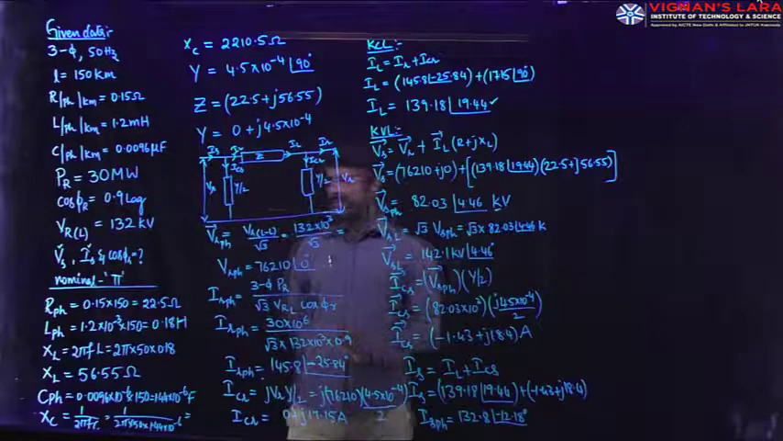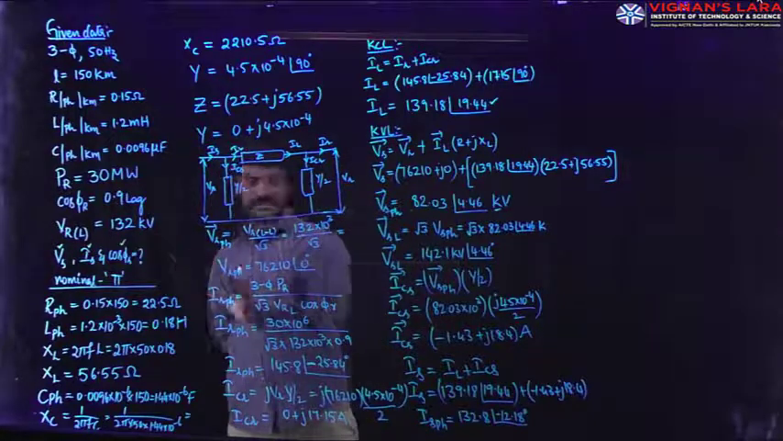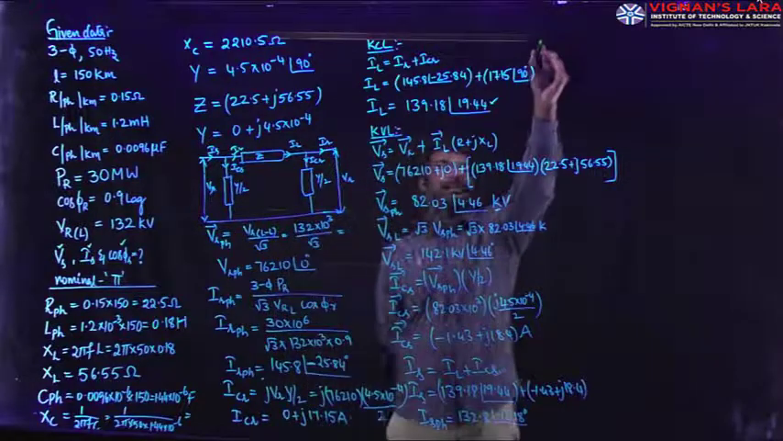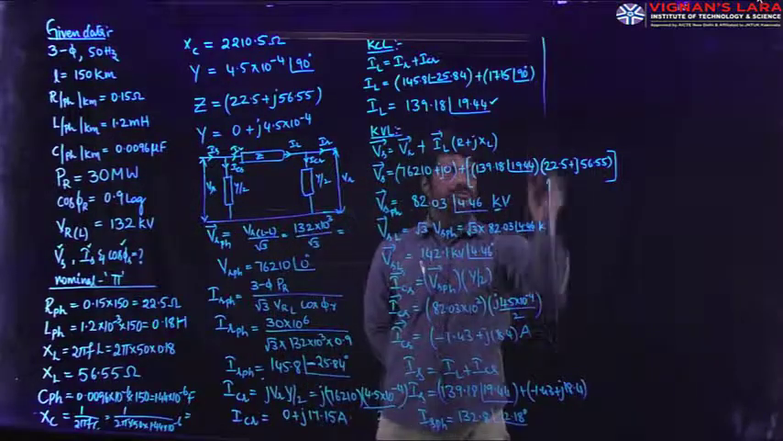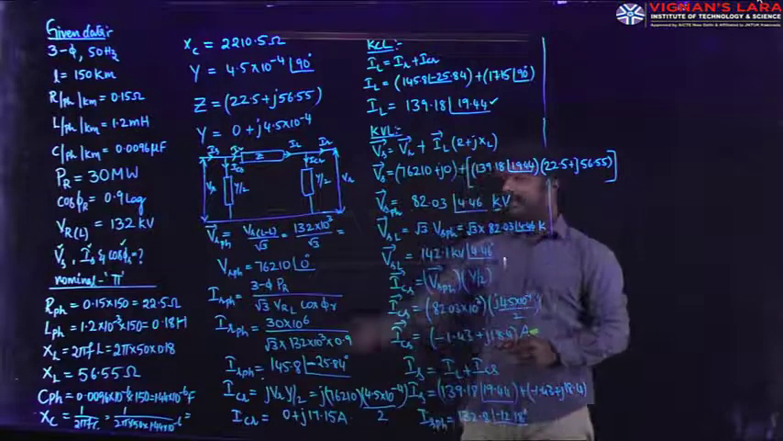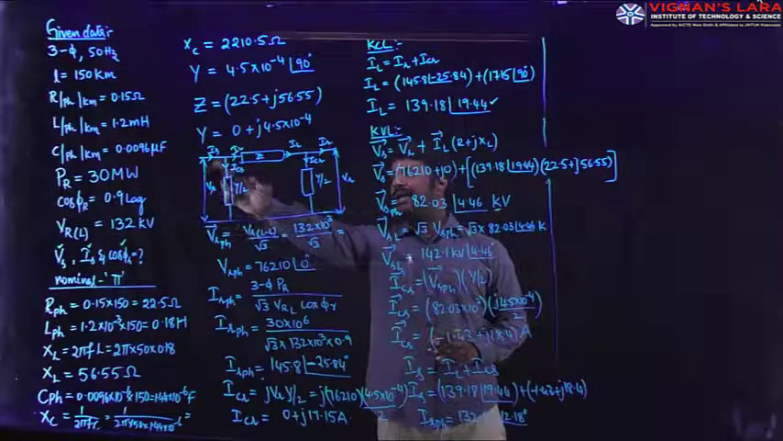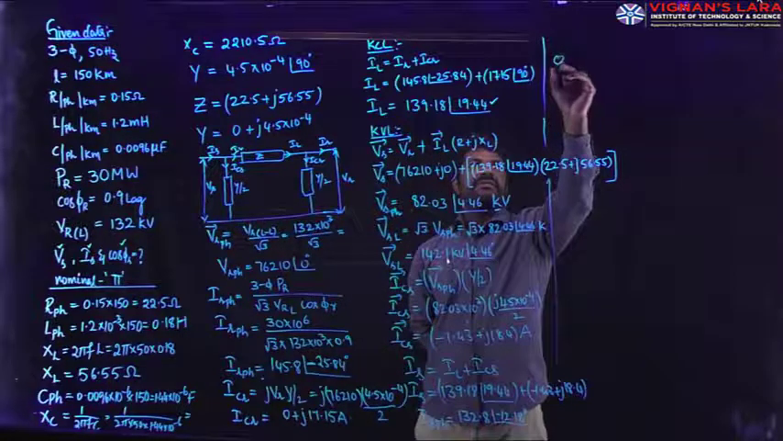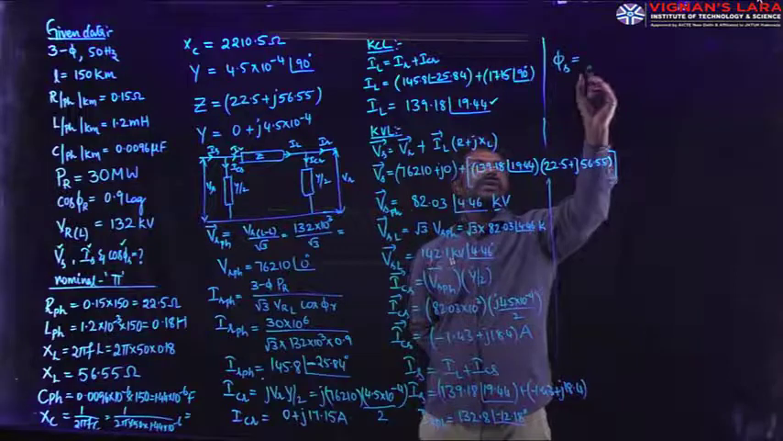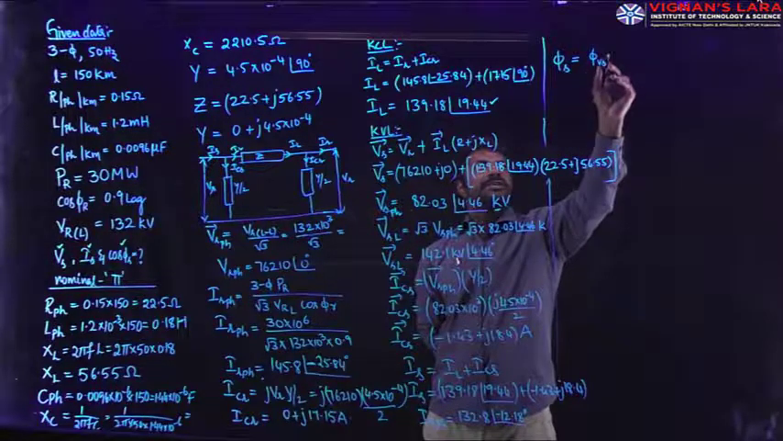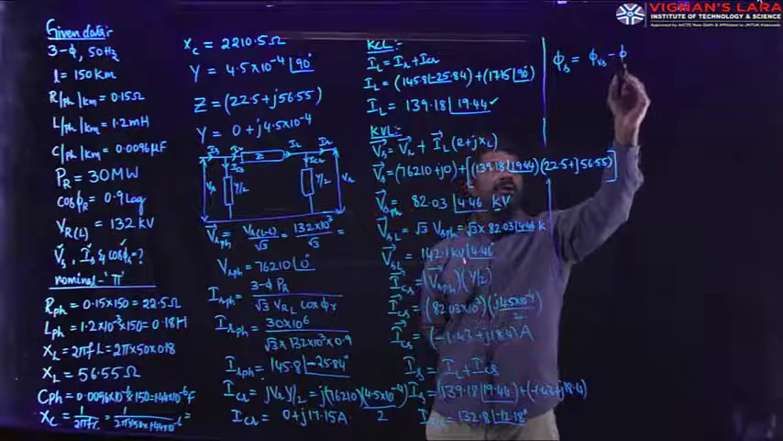And the last step is to find out the power factor on the sending end side, called cos phi s. For that we require the phase angle that existed between Vs and Is. Our general procedure to identify the phase angle is phi s, which is equal to the angle of Vs subtracted with the angle of Is.